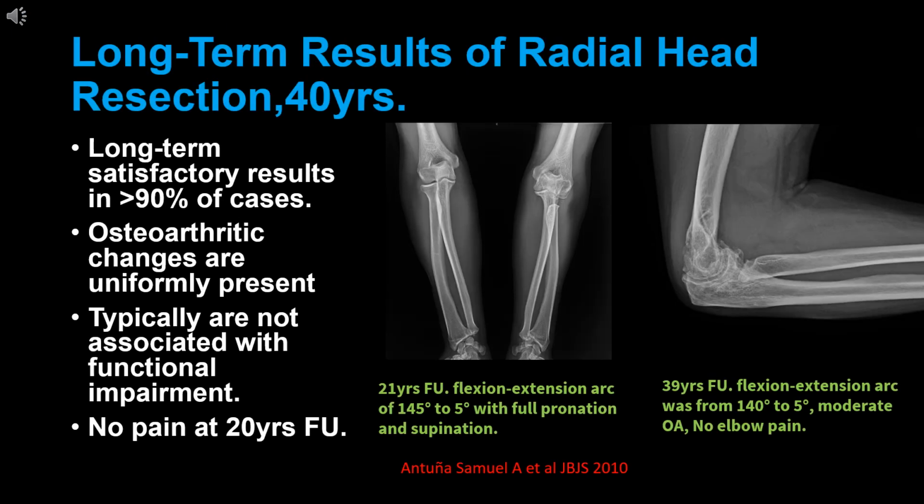Long-term results of radial head resection were published in JBJS 2010. According to that study, more than 90% of the patients' long-term results were satisfactory. Osteoarthritic changes were seen in almost all patients, but these changes were not associated with any functional impairment. No pain at 20 years follow-up.